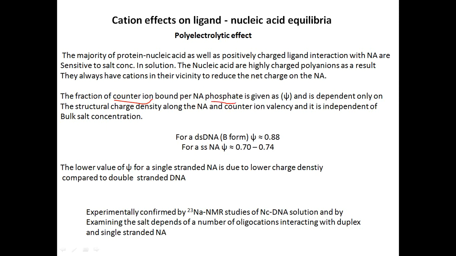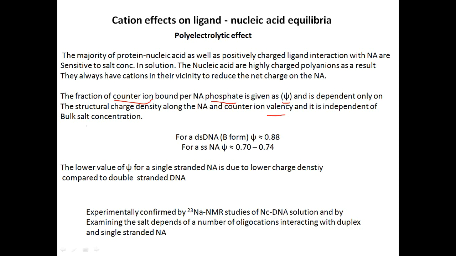So for one phosphate group, how many cations it is binding to is given as the fraction psi, and it is dependent only on the structural charge density along the nucleic acid and the counterion valency, that is, whether the cation is unipositive or dipositive, meaning +1, +2 or +3 charge. So the valency also affects the fraction. If a magnesium ion or calcium ion is there, two phosphate groups can interact with one metal ion, so the psi value will change.